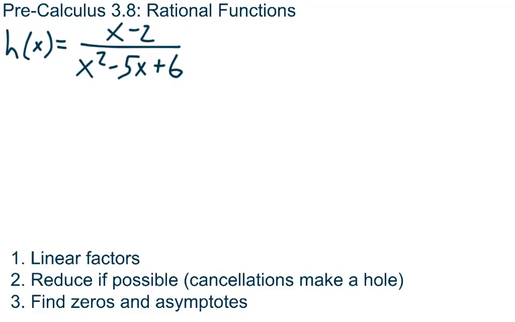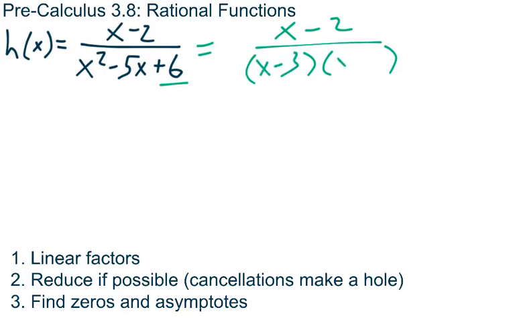First of all, make everything into linear factors. Well, the numerator here is already done. It's already x minus 2. That's a linear factor. The denominator, though, we can factor into 2 linear factors. It's a quadratic, so we can factor what multiplies to equal 6 and adds to equal negative 5, of course, is x minus 3 and x minus 2.